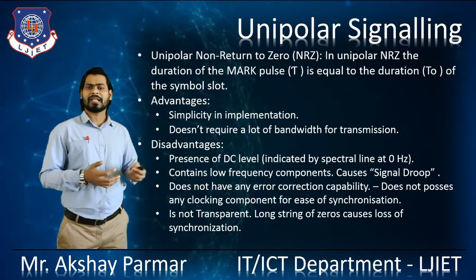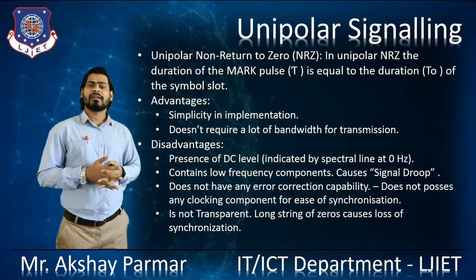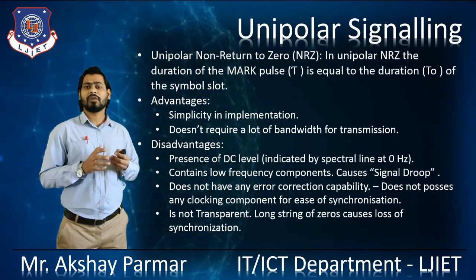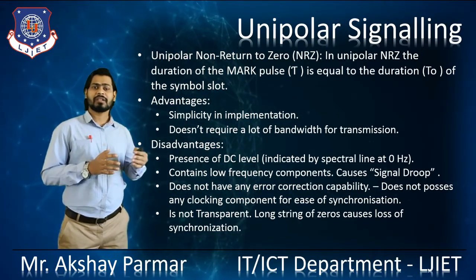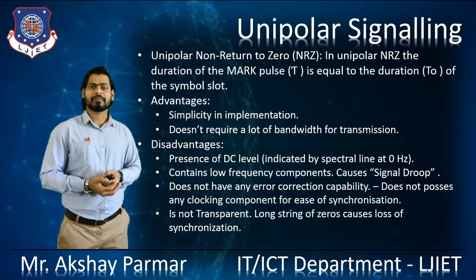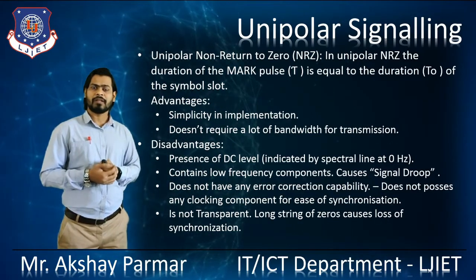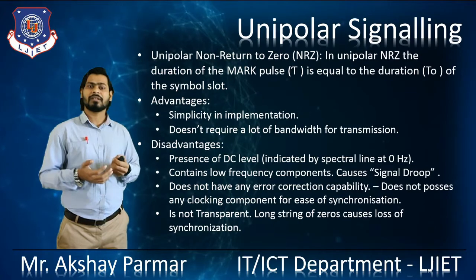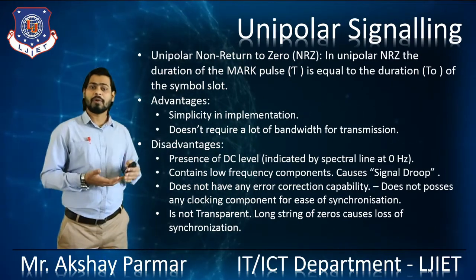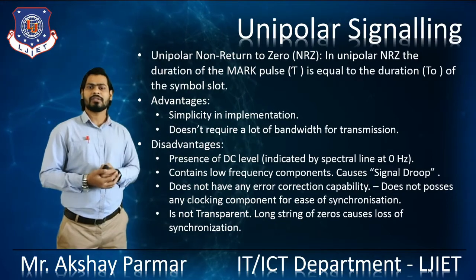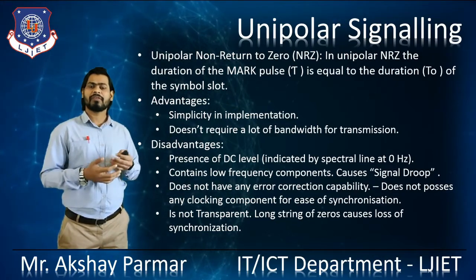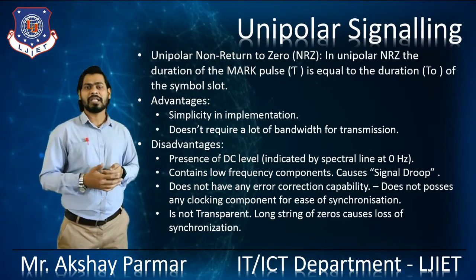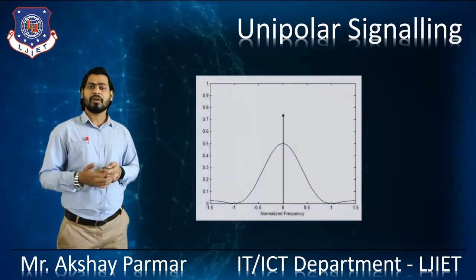The disadvantage of this technique is the presence of the DC level, right? It indicates a spectral line at 0 hertz, so it contains a low frequency component. It causes the signal drop. It doesn't have any error detection capabilities. It doesn't possess any clocking component to aid synchronization. In transmission, a long string of zeros causes the loss of synchronization, right? So these are the advantages and the disadvantages of the unipolar non-return to zero.